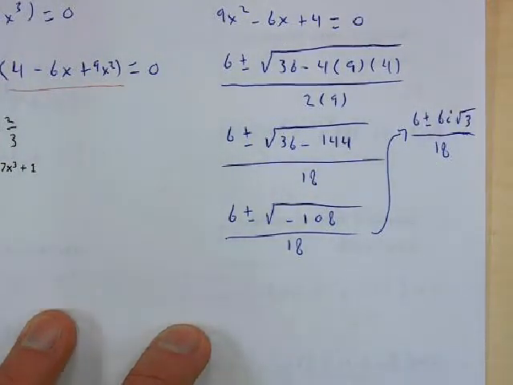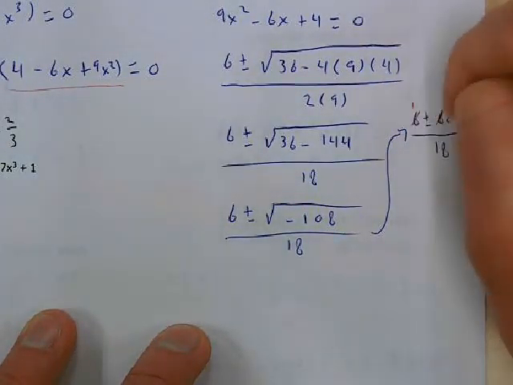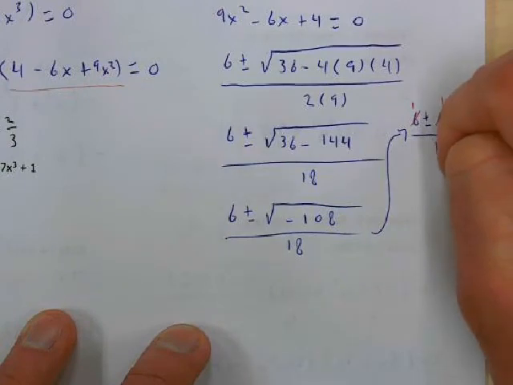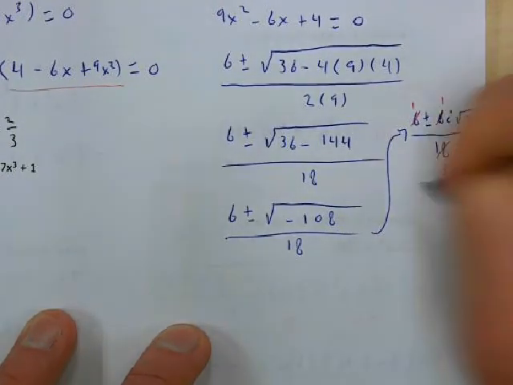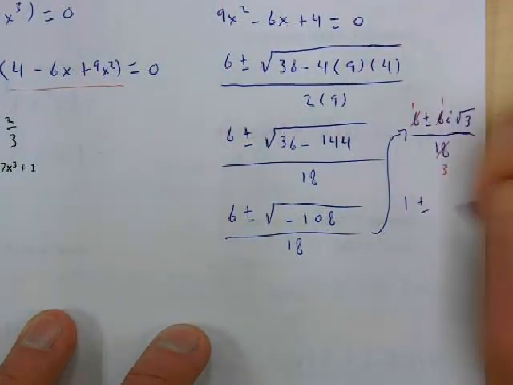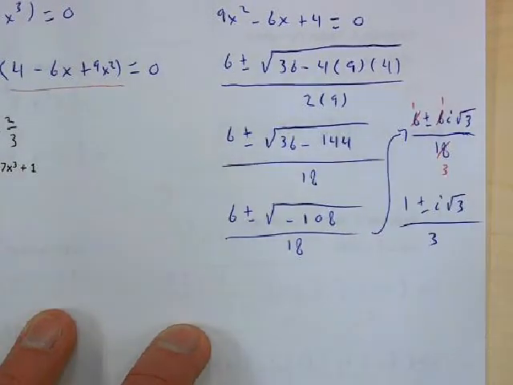Over 18. And I want to reduce. 6 goes into all 3 of these numbers. 6 goes into here 1 time, goes into there 1 time, goes into there 3 times. So finally, we're left with 1 plus or minus I root 3 over 3. Okay, so this part can be a little tedious, but we got our 2 imaginary solutions.